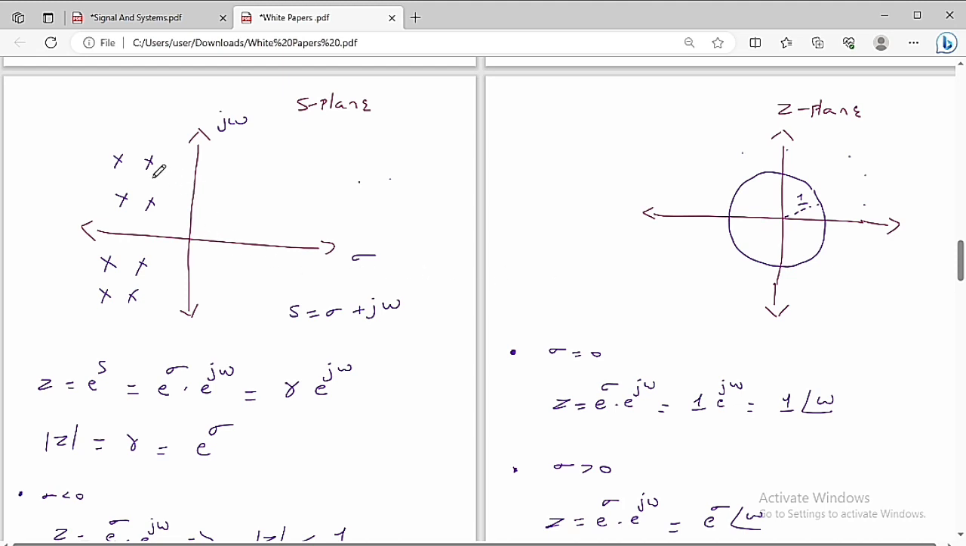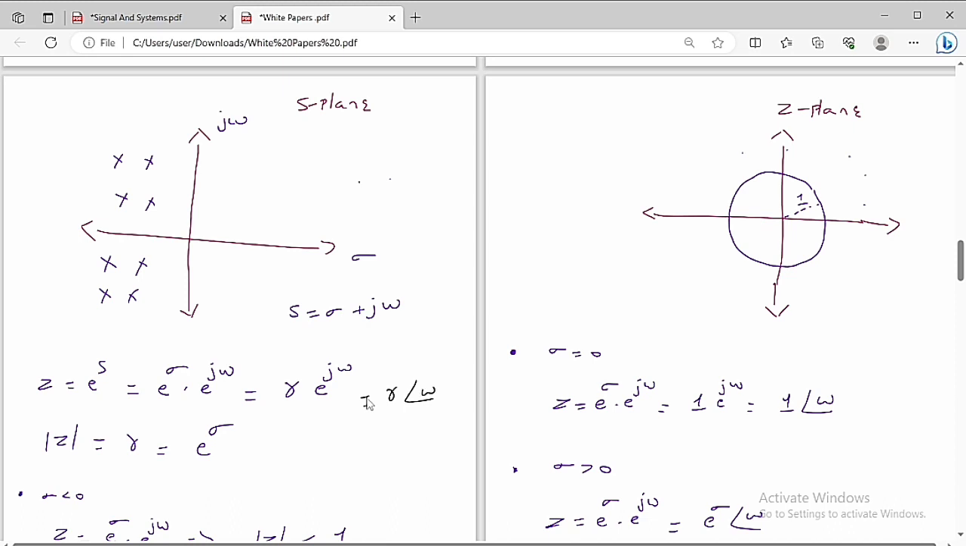So finally, all the points of the left half of the S-plane are going to map inside the unit circle, all the points on the imaginary axis of the S-plane are going to map on the unit circle, and all the points on the right half of the S-plane are going to map outside the unit circle. That is Z equal to e to the power of S, where S is equal to sigma plus j omega. If we simplify, we get e to the power of sigma into e to the power of j omega. So R at an angle of omega, we can write like this.